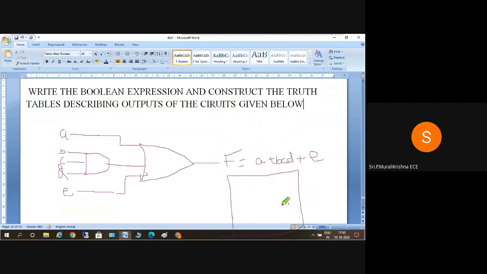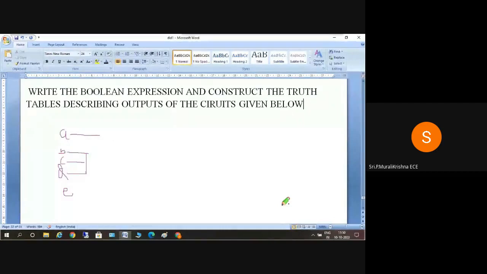Okay. So it'll be given the diagrams like this. Based on these diagrams, first of all, obtain the Boolean expression. After obtaining the Boolean expression, draw the truth table.